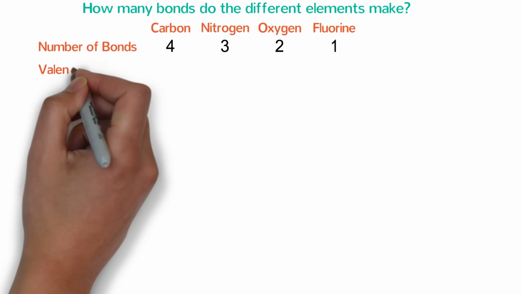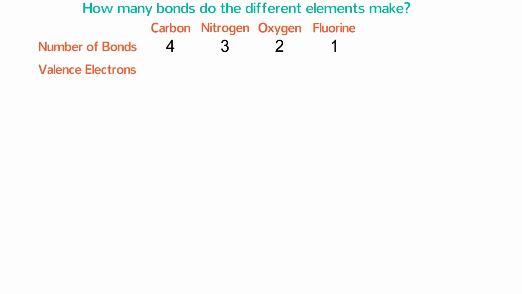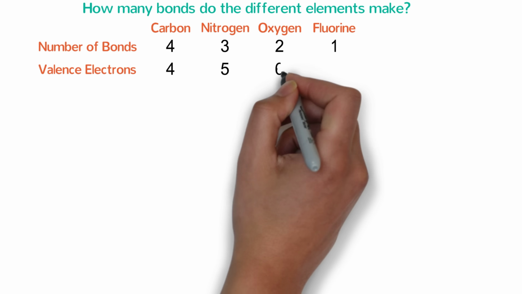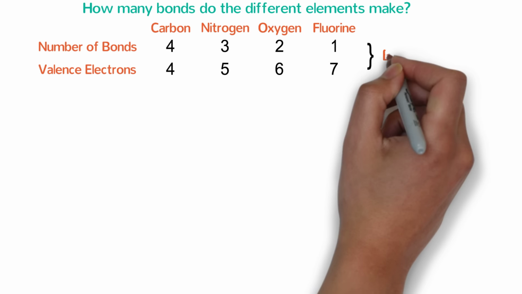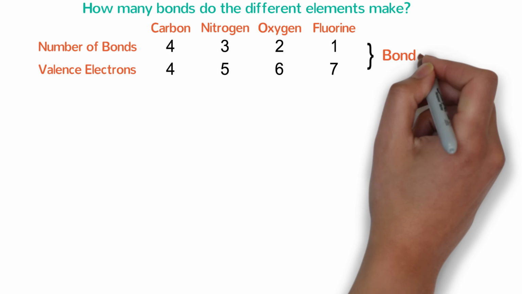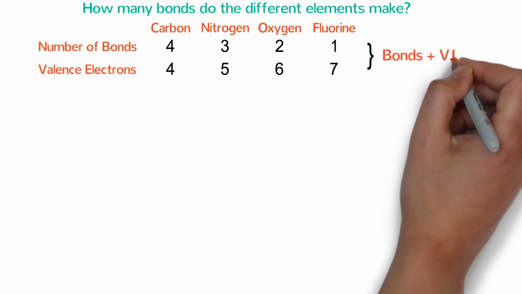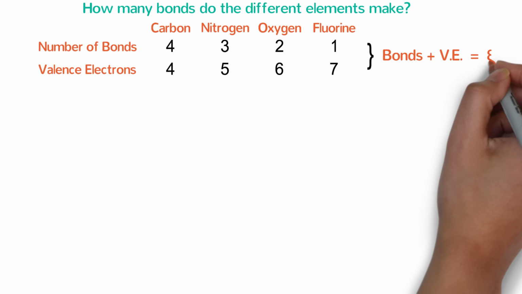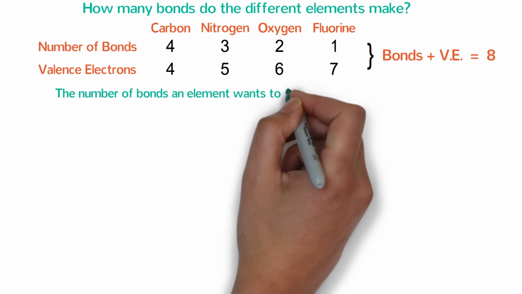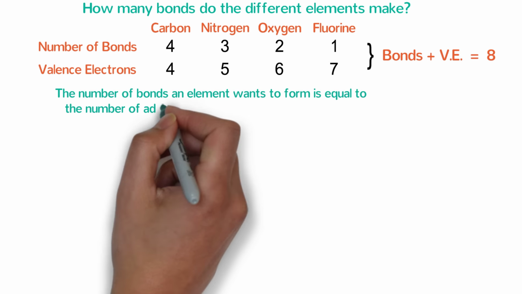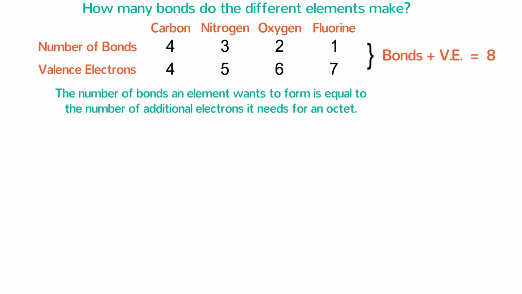What about the number of valence electrons each element has? Carbon has 4, nitrogen has 5, oxygen has 6, and fluorine has 7. Do you notice the pattern? What do they all add up to? The number of bonds something tends to make plus the number of valence electrons something has always adds up to 8. In other words, the number of bonds an element wants to form is equal to the number of additional electrons it needs for an octet.